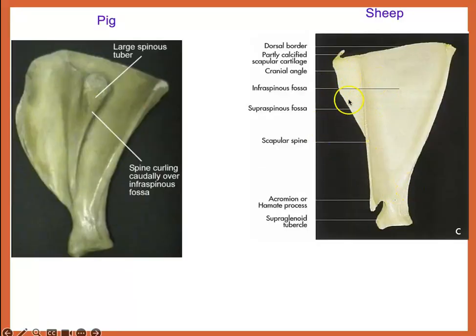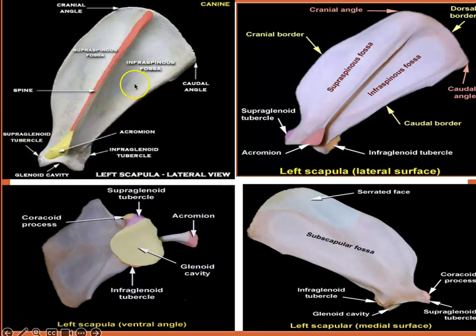You have to know the sheep, right? Because the sheep is similar to the equine and similar to the bovine, right? The pig now is a little different because it has a large spinous tuber, or the tuber of the spine is large in the scapula of the pig, and you will also find the spine curling caudally over the supraspinous fossa. But this is just in the pig, for your information.